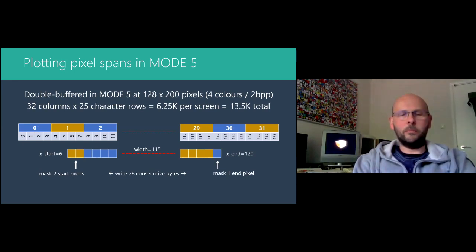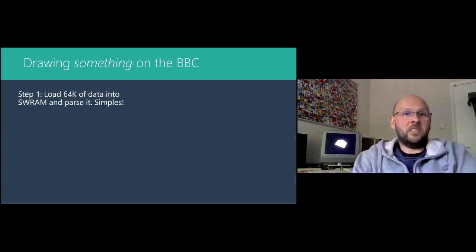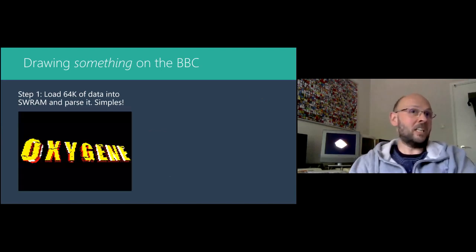So I've got my Bresenham line algorithm, I've got my pixel span, so it's time to get something drawing on the BBC. So step 1, just take the first 64K of data, put it into the BBC Master's sideways RAM and parse it from that data format and draw it. Simple, right? And actually, it turned out to be okay.